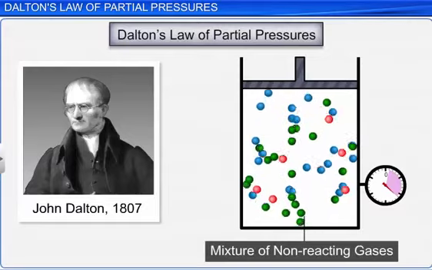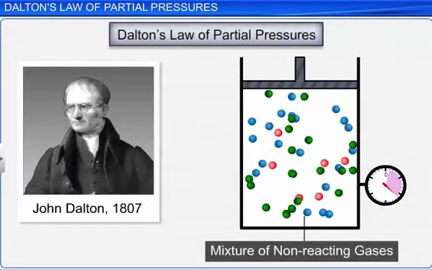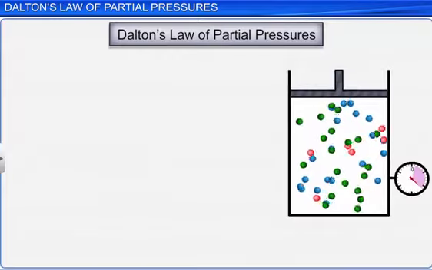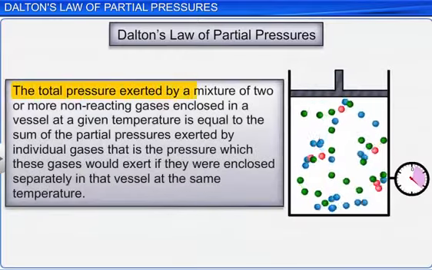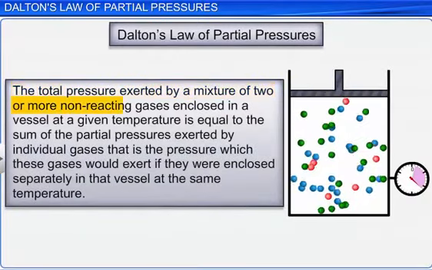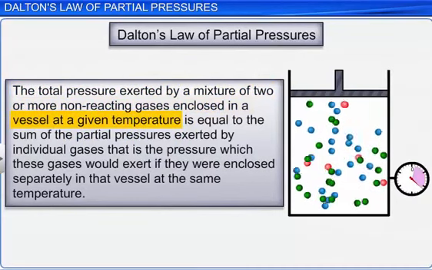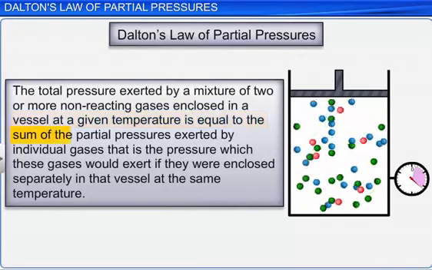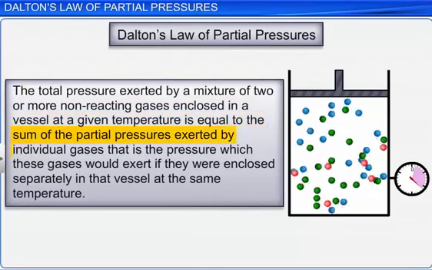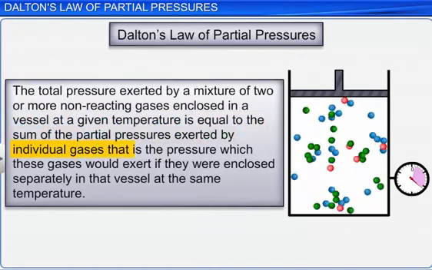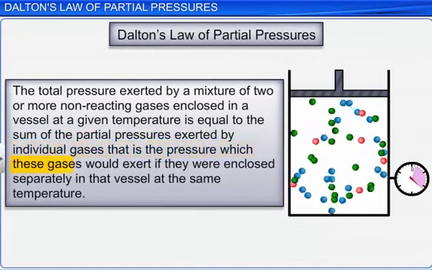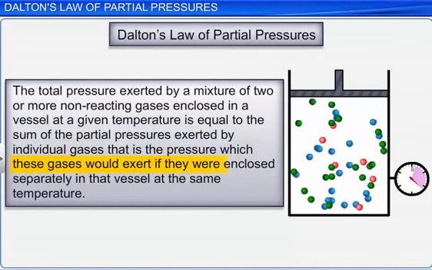According to Dalton's law of partial pressures, the total pressure exerted by a mixture of two or more non-reacting gases enclosed in a vessel at a given temperature is equal to the sum of the partial pressures exerted by individual gases, that is, the pressure which these gases would exert if they were enclosed separately in that vessel at the same temperature.